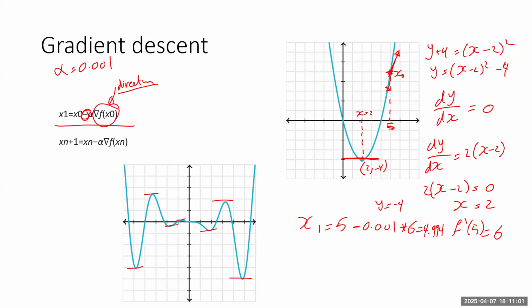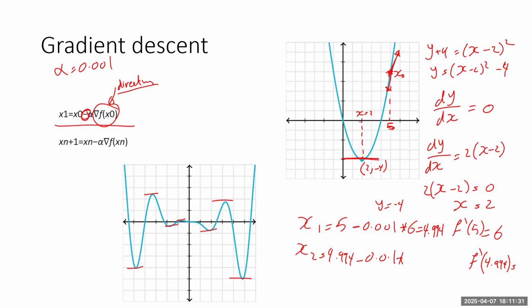So I'm moving now in this direction. Let's repeat the same process again. Now I'll calculate x2, which will be 4.994 minus 0.001 times the derivative of the function at this point. So I calculate f dash at 4.994. Which equals what? I'll need the calculator.